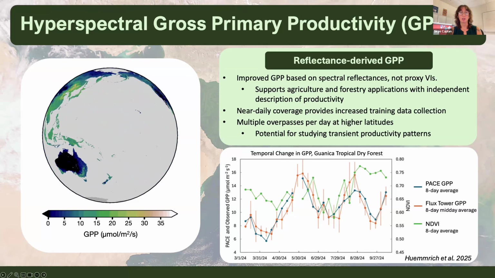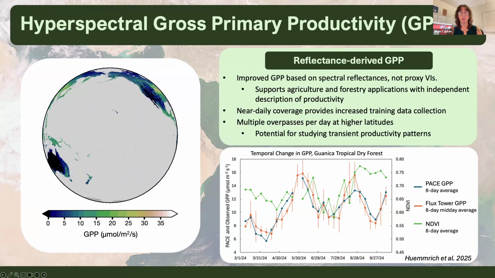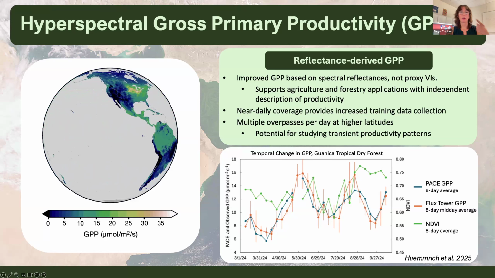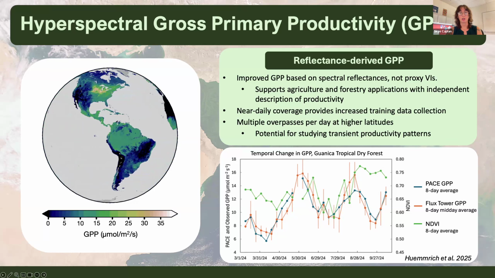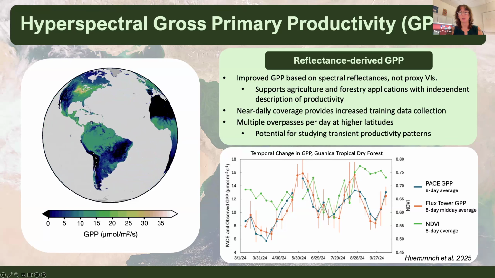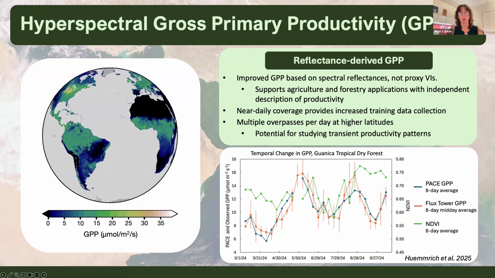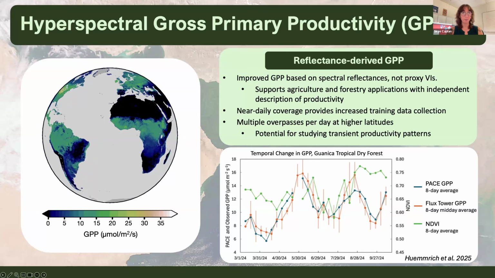So PACE's near daily repeat cycle helps us with these retrievals, since site training and comparison data is so abundant, just because you're going over every day, as long as the sky is clear, of course. And at high latitudes, there's even potential for multiple overpasses a day, which could provide even more insights on transient productivity patterns and things like that.